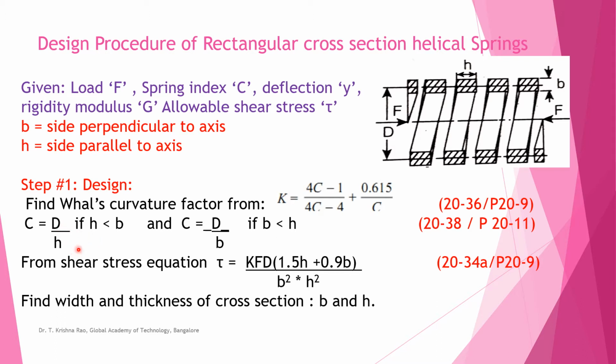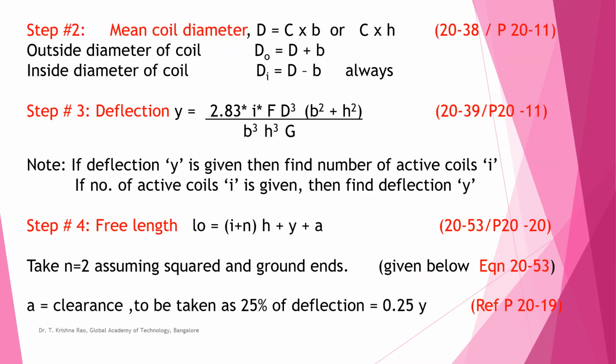It should be either d by h if h is found to be small, or d by b if b is found to be small. Here in this figure you see that b is smaller than h, h is bigger, b is small, so we should use C equal to d by b, and substitute these values. In terms of h we will put it as 2b or 1b, like that. Then we find the cross section width and thickness b and h as the first step.